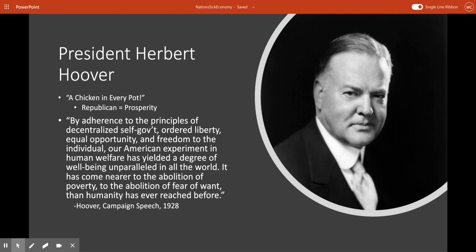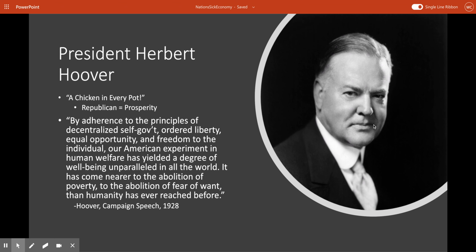It has come nearer to the abolition of poverty, to the abolition of fear of want, than humanity has ever reached before. That's a pretty powerful statement that Hoover is making right there. To say that we've reached a point where humanity doesn't have to want anymore, man, he's really going to seriously eat those words, and pretty quickly too. It's going to come back to bite him.